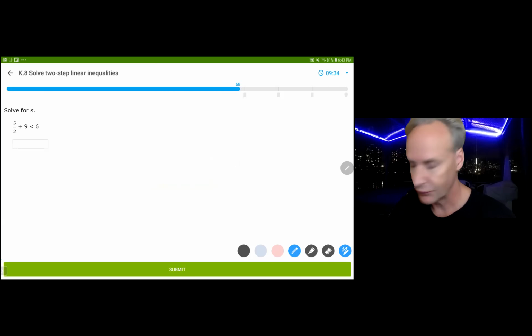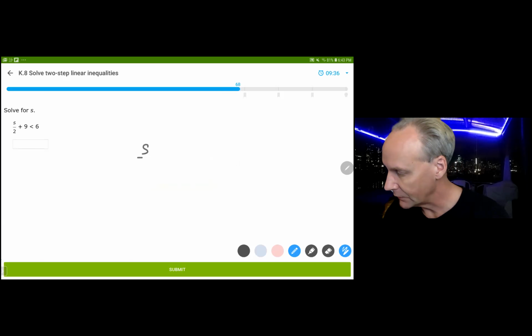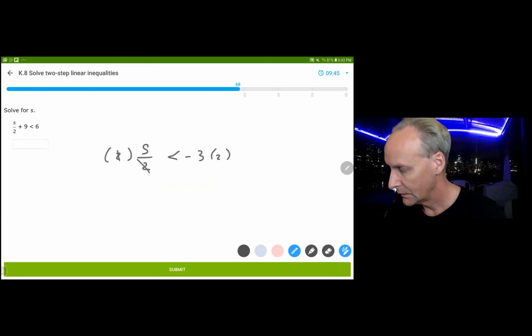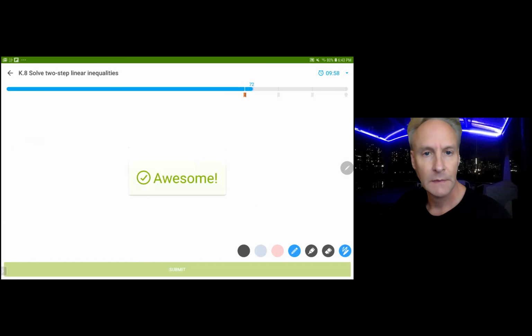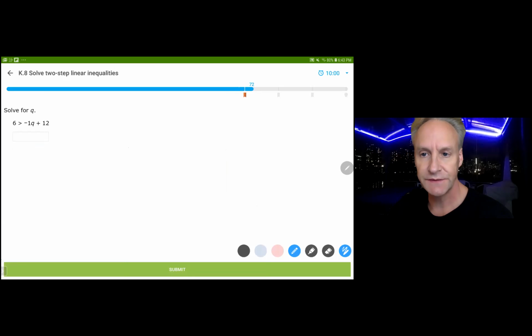Almost to the proficiency level. S over 2, I'm going to subtract 9 from both sides. And then I'm going to multiply by 2. And S is less than negative 6. Remember, you only change the sign when you multiply or divide by a negative. I'm going to go ahead and leave that one there.